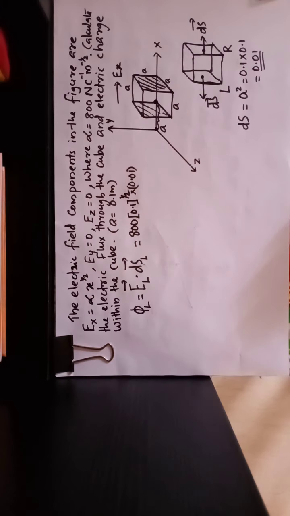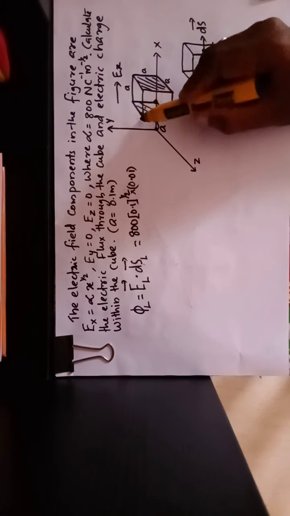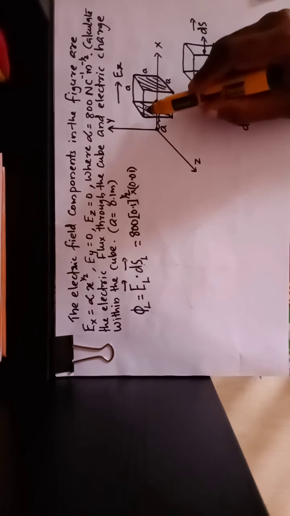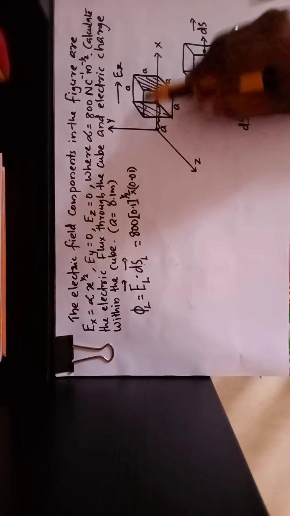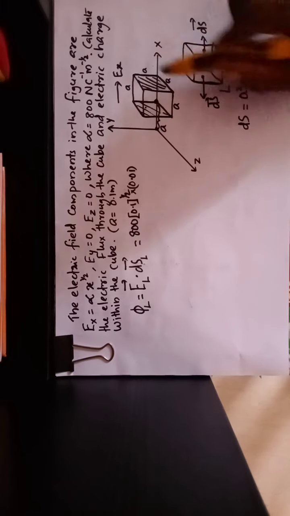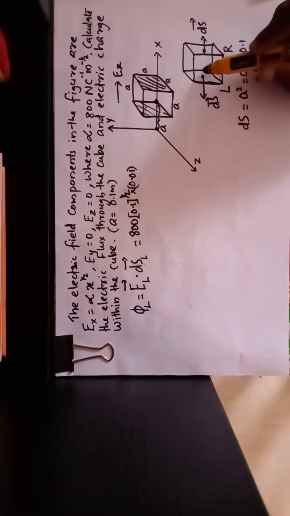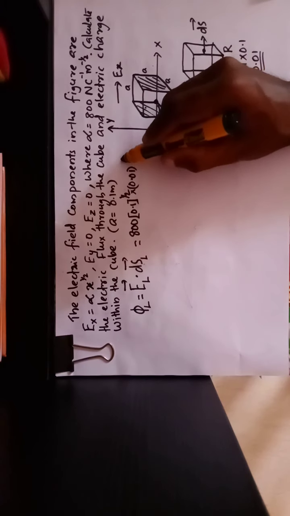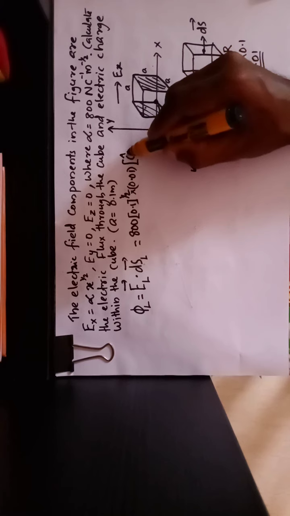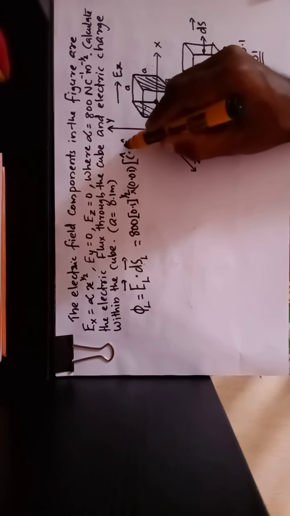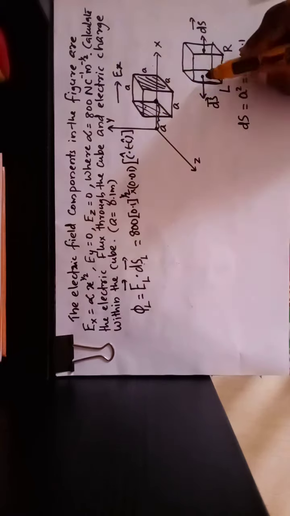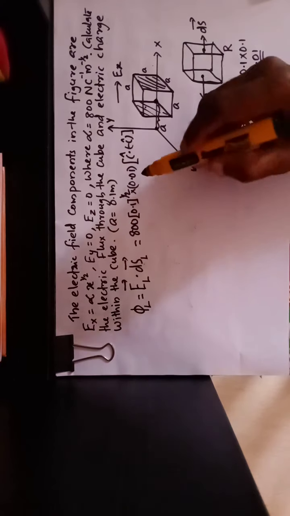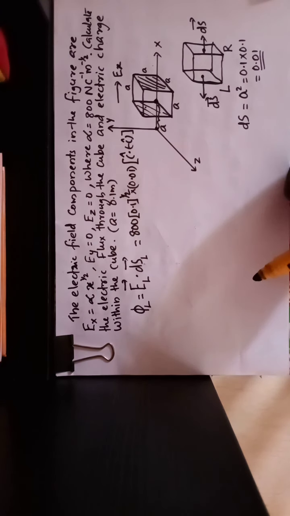Now we need to take the dot product. The electric field at this face is towards the right side, and the area vector is towards the left side. For the electric field we give direction i cap because it is along the positive x direction, but the area vector is towards the left side, so we give minus i cap. The dot product i dot minus i will be minus. Why is it minus? Because the area vector is towards the left side. Now we need to simplify this. One more thing: the area is 0.01.